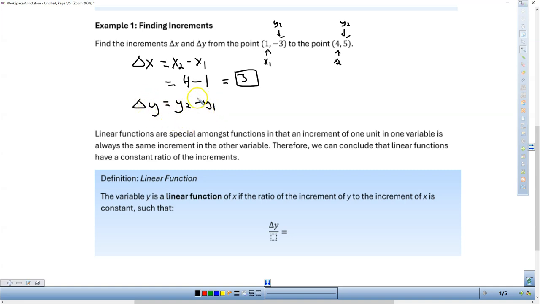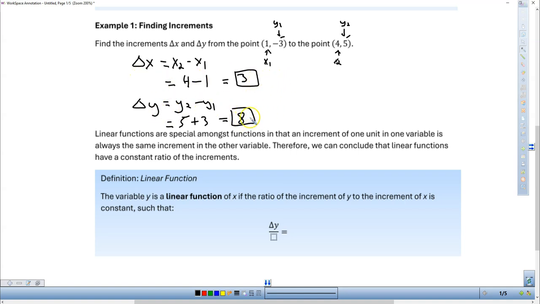Let's substitute in the values we found. y2 is 5, and y1 is minus 3. So we have a minus minus. Remember, that's going to make that a plus, and so we're going to get 8. So our change in x is 3, and our change in y is 8.